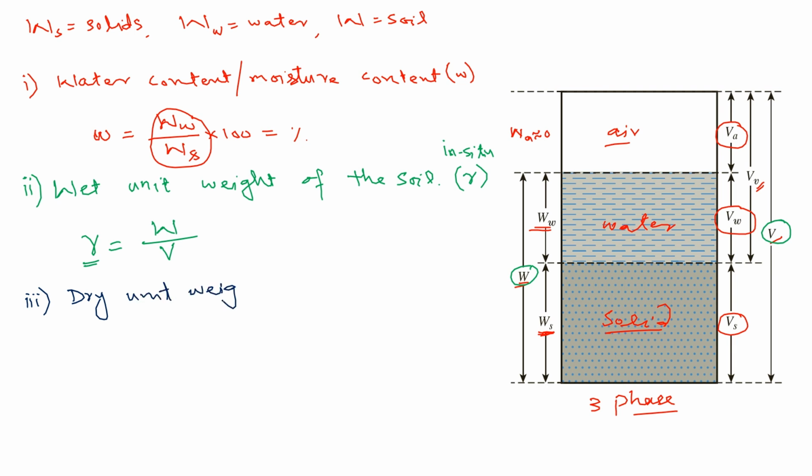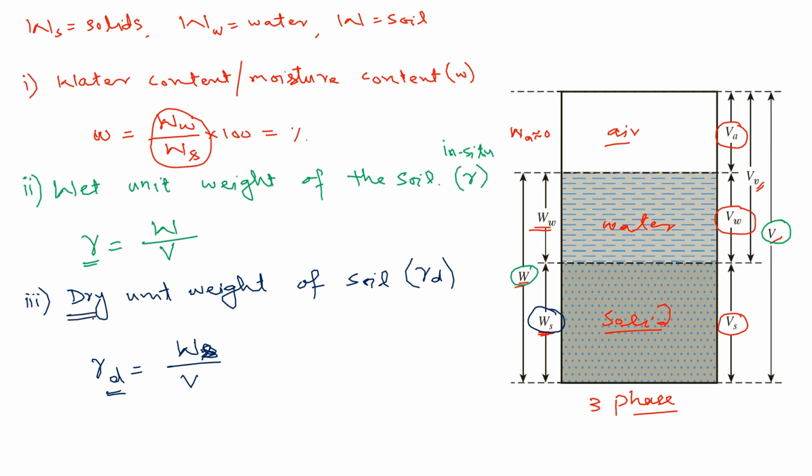Here you can see, by name, the dry unit weight of soil. This is denoted by gamma d, and this gamma d is found by the total volume. And what does the dry mean? The dry only means we have only the weight of solids in our soil sample. So weight of solids to the total volume of the soil sample.